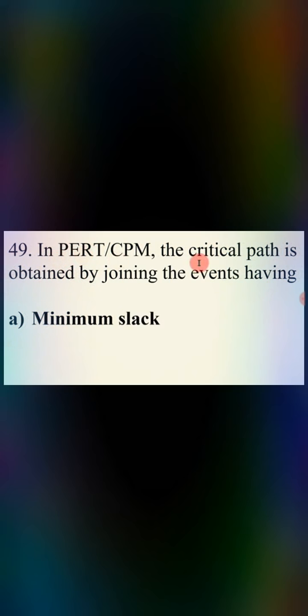In PERT and CPM, the critical path is obtained by joining the events having minimum slack. So wherever there is the minimum slack, we join those events. This type of method is used in PERT and CPM.